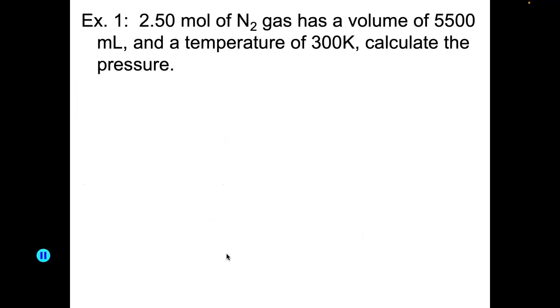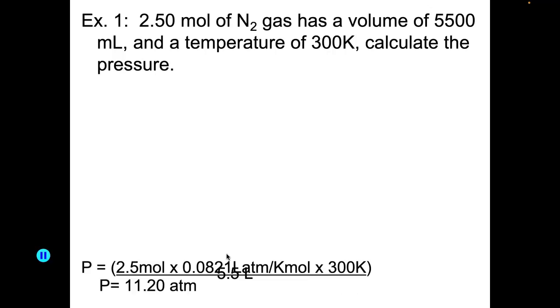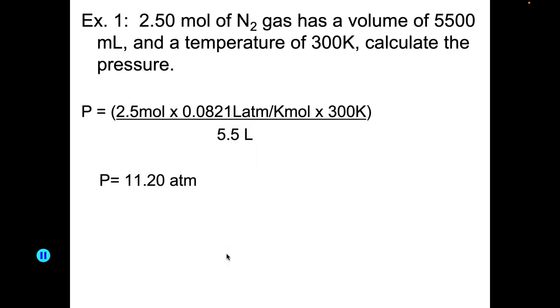Okay, so here's our example. 2.5 moles of N2 gas has a volume of 5,500 milliliters and a temperature of 300 Kelvin. We want to calculate the pressure. Okay, so if we were to do this, this is our math.